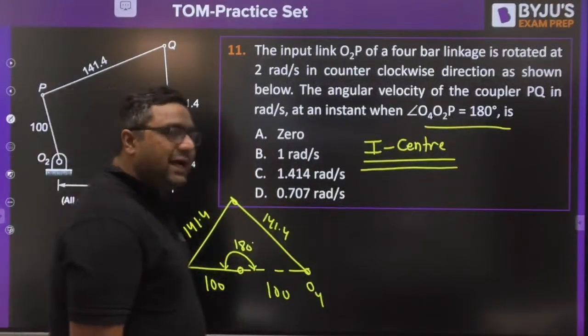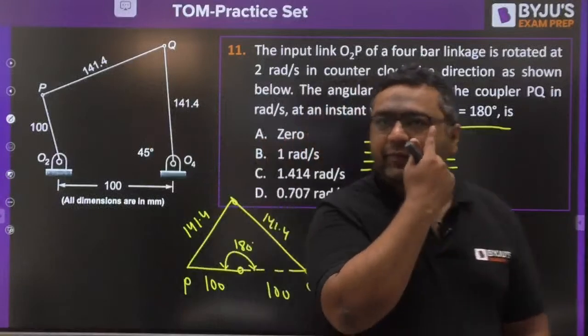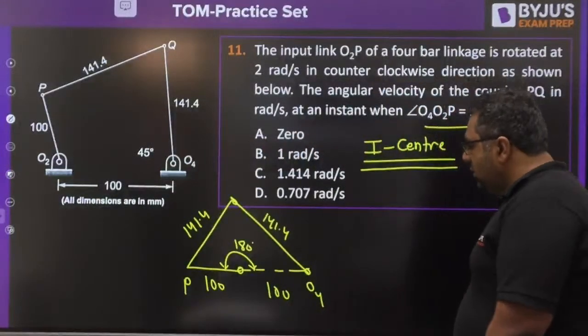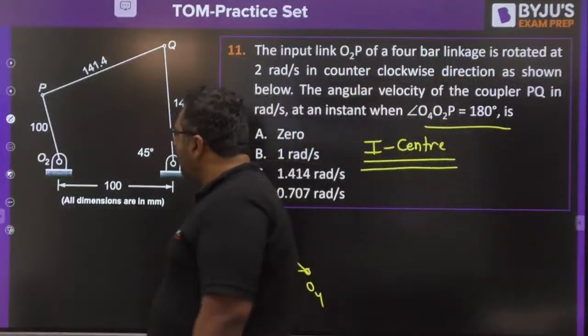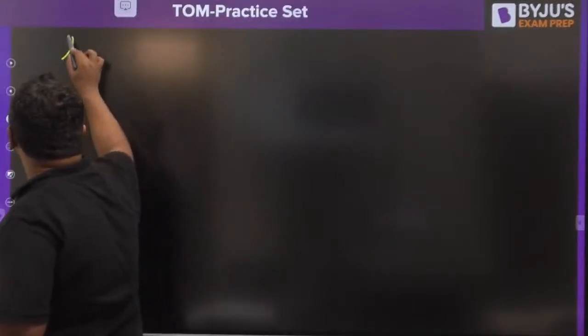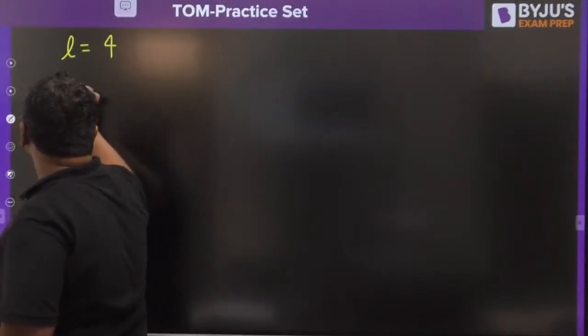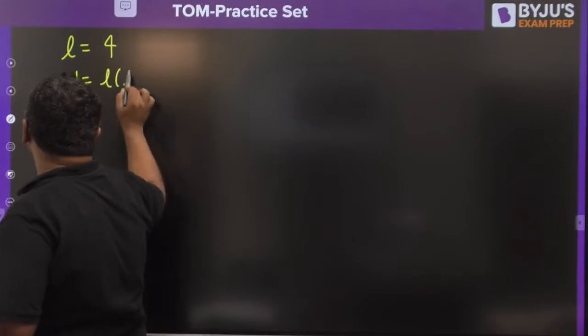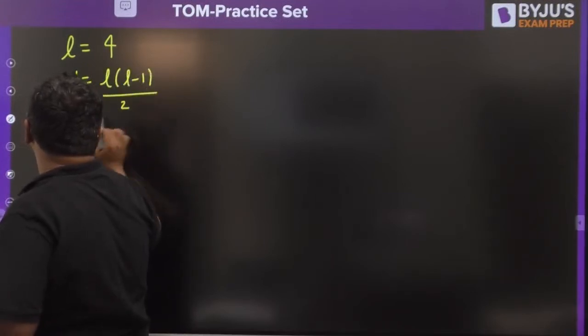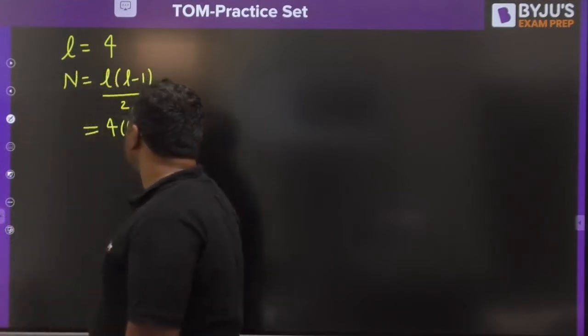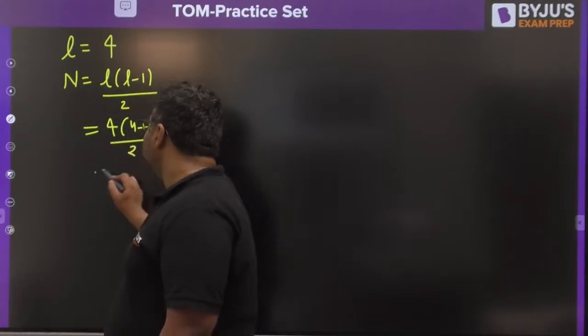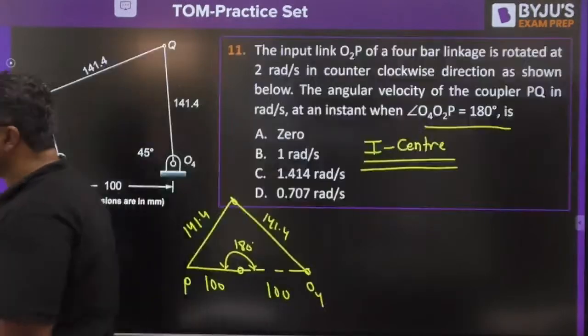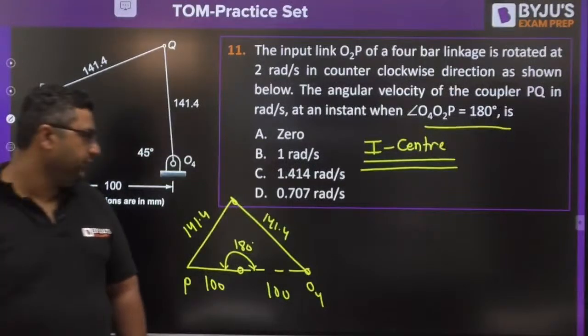You need to apply the I center approach. I will be giving you the complete procedure. First of all, find out the number of links. You know the number of links is 4. Number of I centers would be L into L minus 1 by 2, which is 4 into 4 minus 1 by 2, which is 6. Okay, I am giving you some time to solve first.